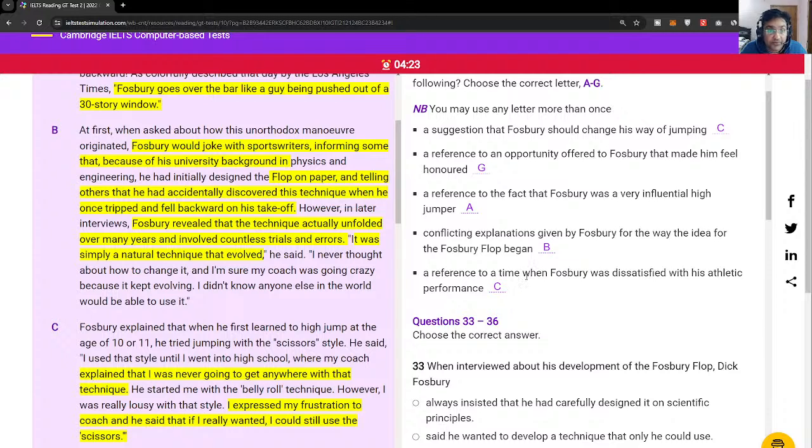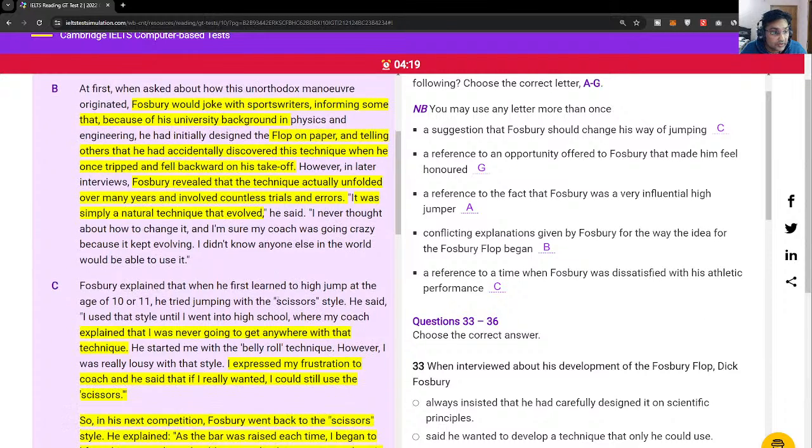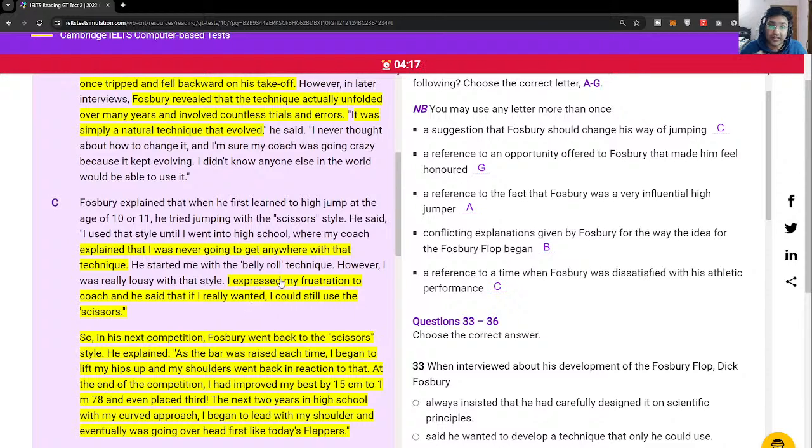B. A reference to a time when Fosbury was dissatisfied with his athletic performance. C. Because he expressed his frustration. You only express your frustration when you are unable to achieve a goal, when you're frustrated, when you're in a panic mode. You don't express frustration when you're satisfied.